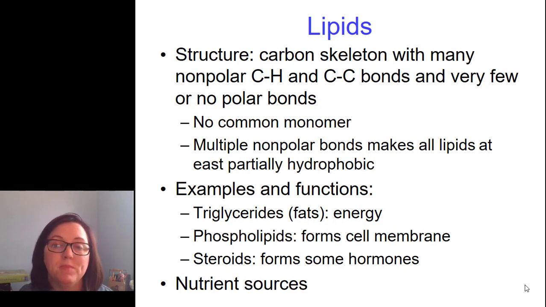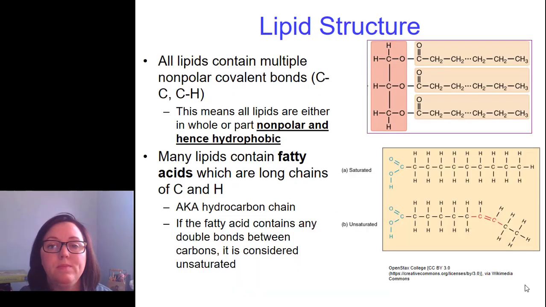In terms of nutrient sources for lipids, obviously foods that are high in fat are going to be high in lipids because lipids are a type of fat. So certain types of meats are going to be high in lipids, but there are certain vegetables like avocados, for example, that also contain important lipids.